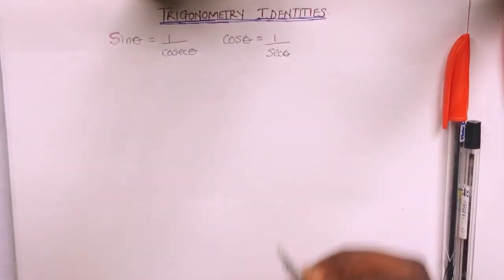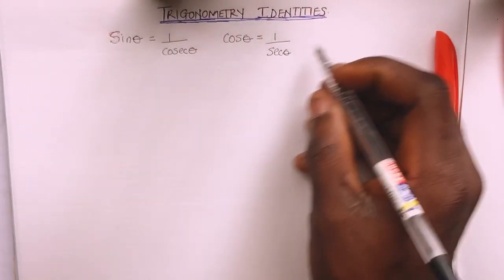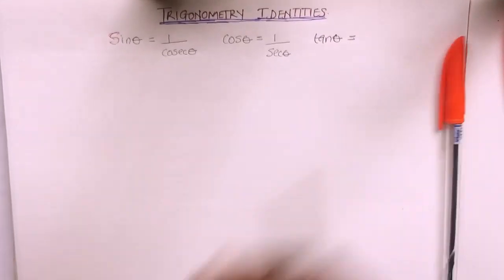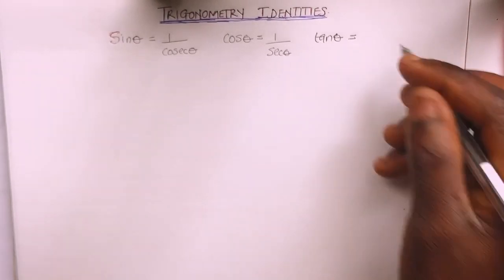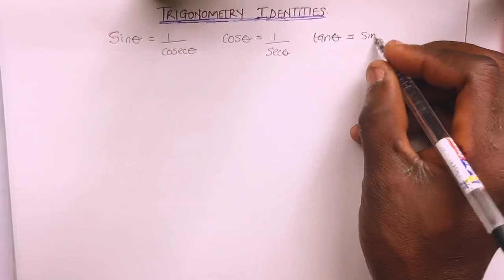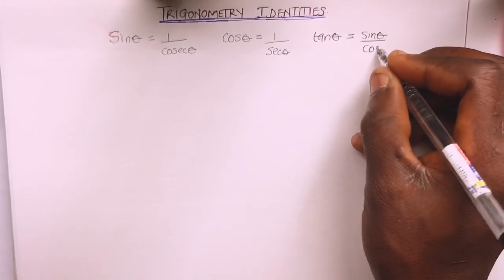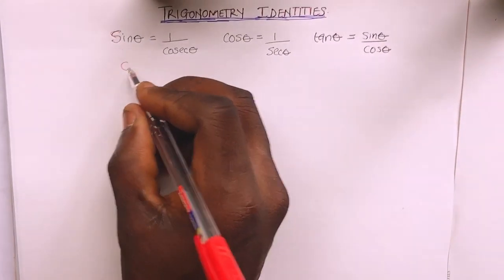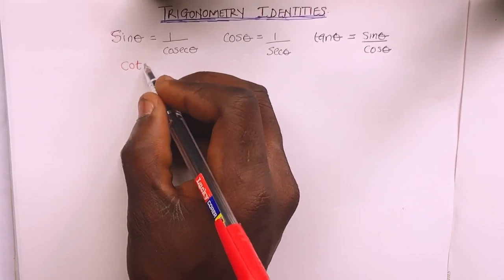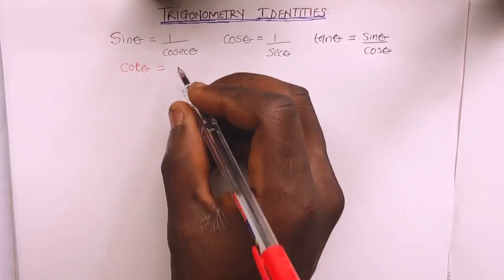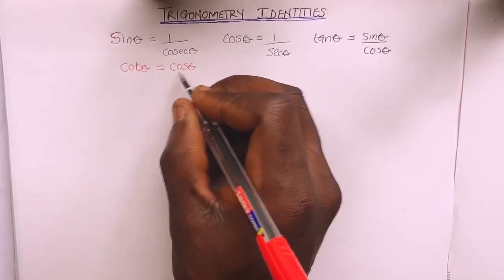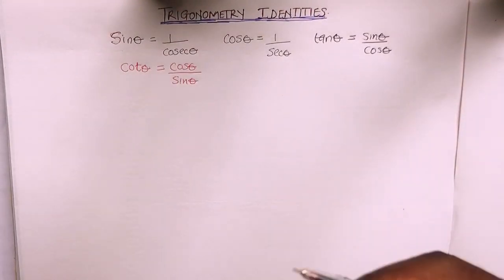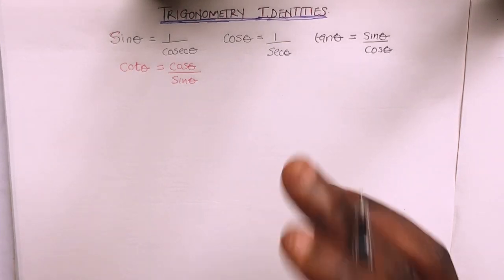And let's say we are given tan theta. We know that another identity for tan theta is sin theta over cos theta. Similarly, another identity for cot theta is cos theta over sin theta. So these are the basic identities that we have under trigonometry.